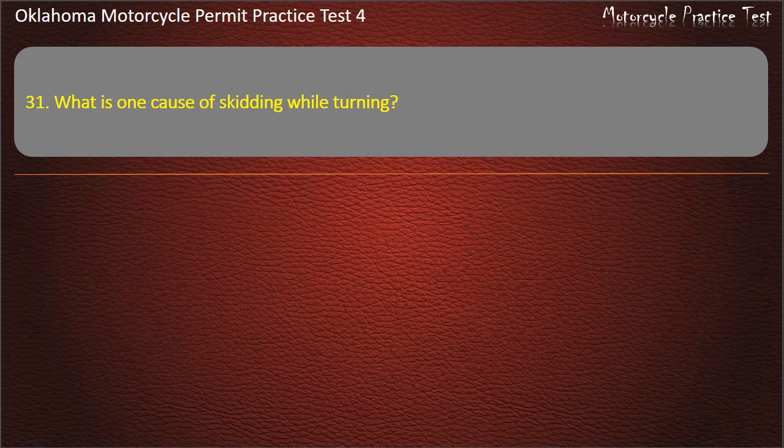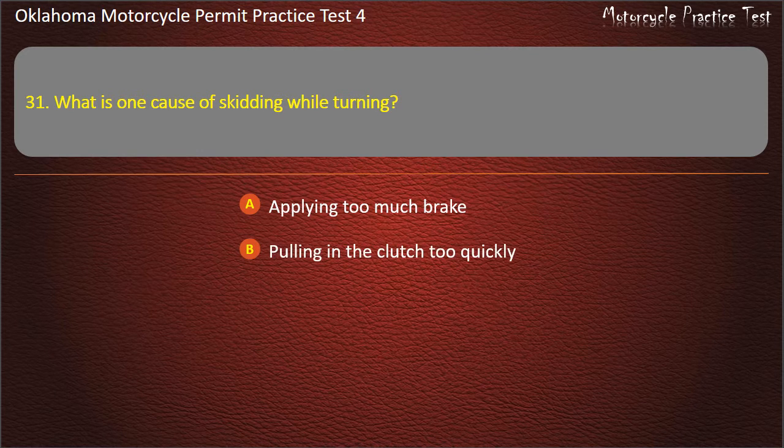Question 31. What is one cause of skidding while turning? Applying too much brake. Pulling in the clutch too quickly. Using the wrong brake. Using the wrong gear. Answer. Applying too much brake.